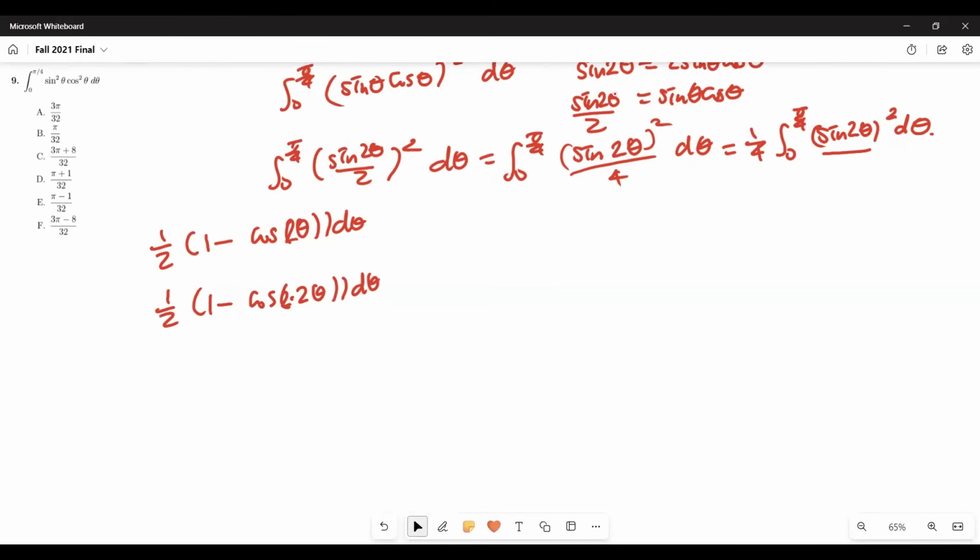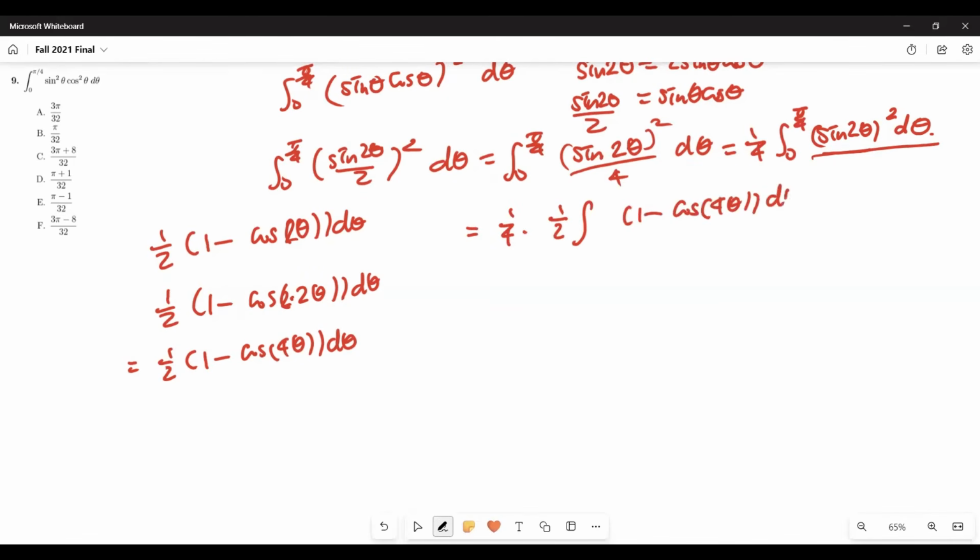So this becomes 1 over 2, 1 minus cosine of 4 theta, d theta inside in here. So this is going to be 1 over 4 times 1 over 2, 1 minus cosine of 4 theta, d theta. Okay, now we have that, and then it's from 0 to pi over 4. 1 over 4 and 1 over 2 is 1 over 8. 0 to pi over 4, 1 minus cosine of 4 theta, d theta.